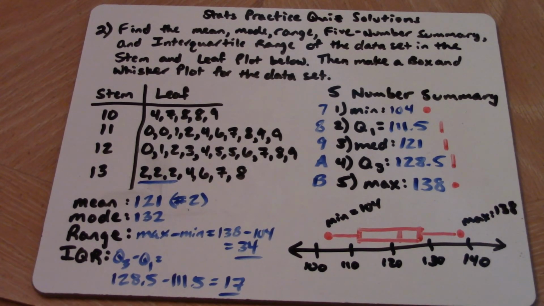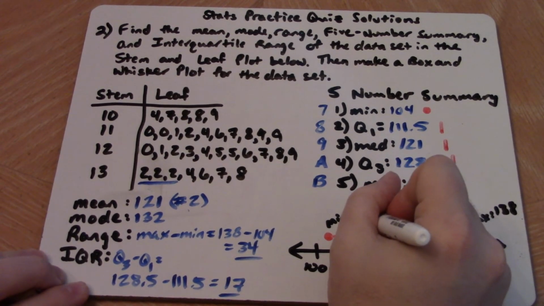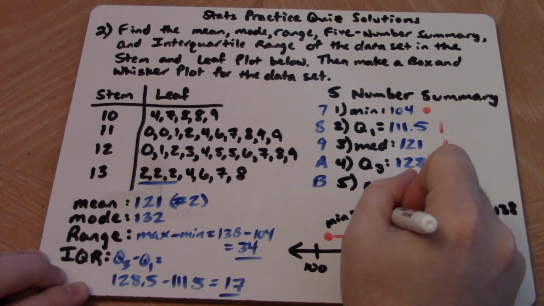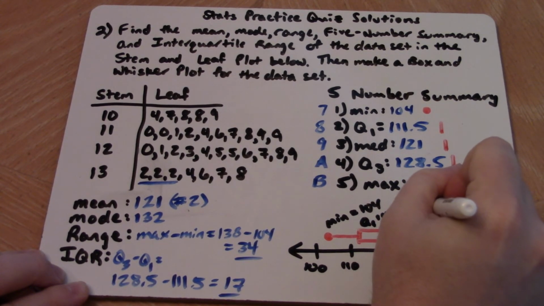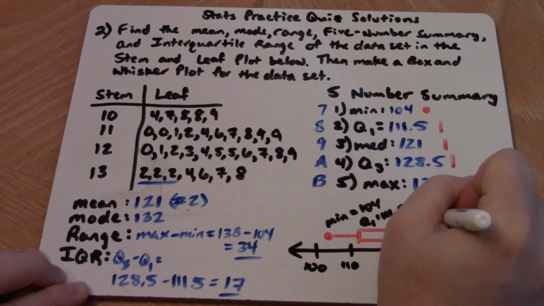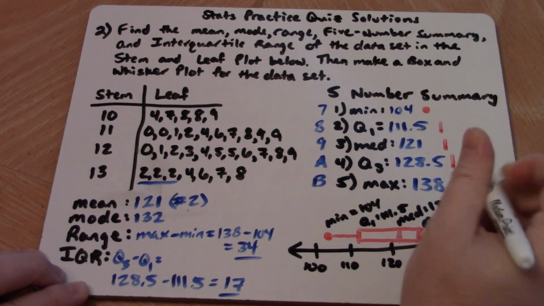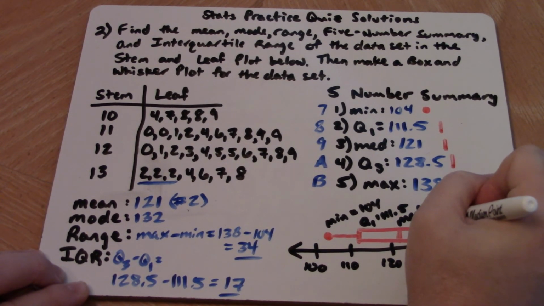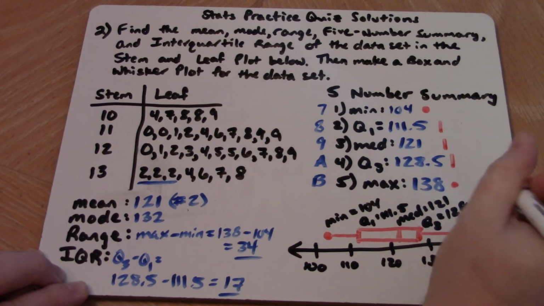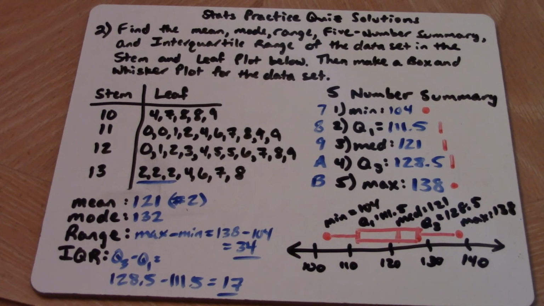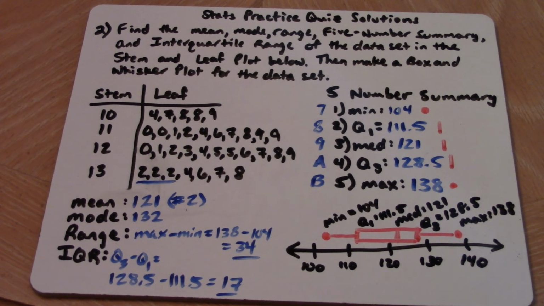Once again, we need to label those three lines. The first line is Q1, which is 111.5. The second line is the median, which is 121. And the third line is the upper quartile, Q3, that's a 3, of 128.5. There's your box and whisker plot. That completes the problem and is the full required solution.